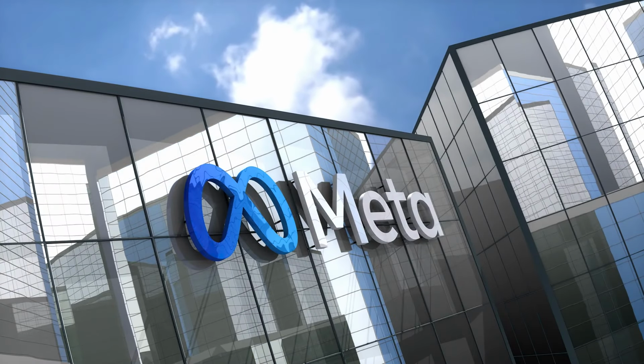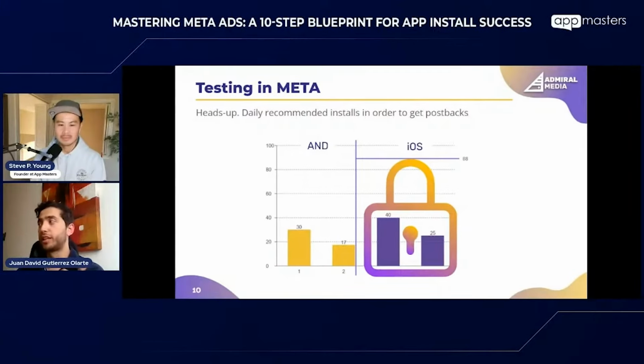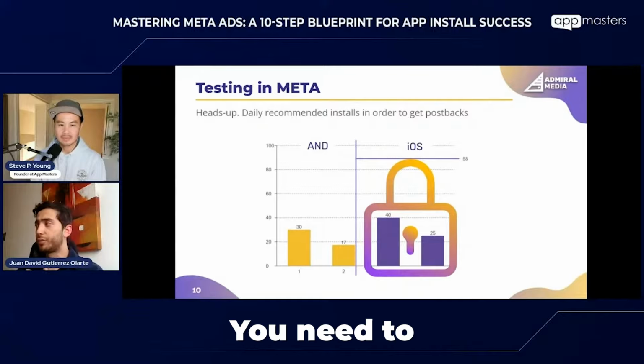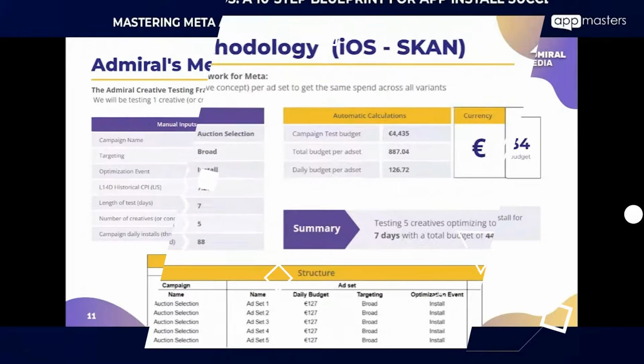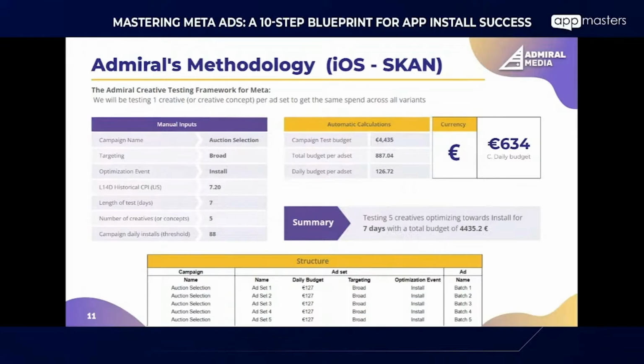In the case of Meta, if you're running a test campaign and you're optimizing towards in-app event, you need to be getting 88 daily installs if you're testing for iOS. Suppose I'm picking the auction selection approach, and I want to run a separate campaign because I already tried to run my new creatives into the usual campaign. Of course, these creatives are not getting any data. I need to do something different, and I want to launch a whole new campaign.